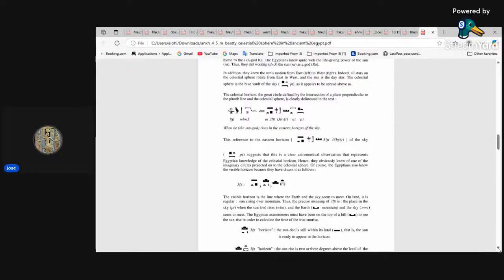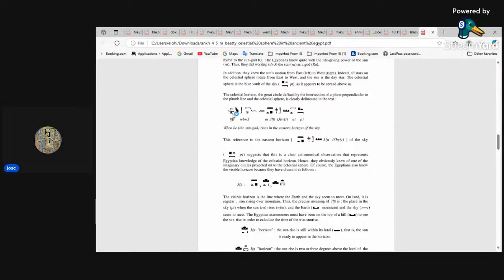The celestial sphere is the blue vault of the sky. This is Pet here, as it appears to be spread above us. The celestial horizon, the great circle defined by the intersection of a plane perpendicular to the plumb line and the celestial sphere, is clearly defined in this text.